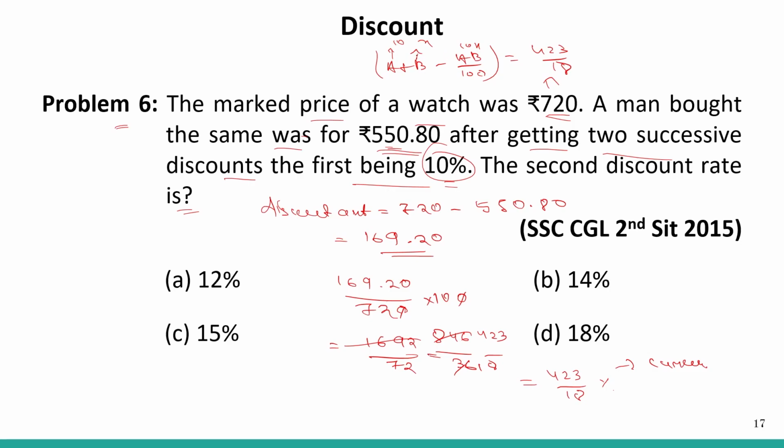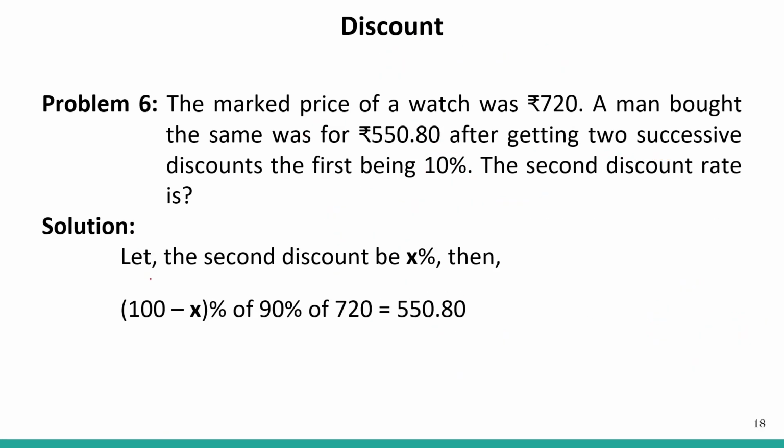So then further, solving for x, that is solving the equation: 10 plus x, so it will be 423 by 18 minus 10 is equal to 0.9x. So this implies that x is equal to 10 by 9 into 423 by 18 minus 10. So this will be the correct answer. So x will be this much amount. So the second discount will be this much. So let's go forward with the step-by-step solution.